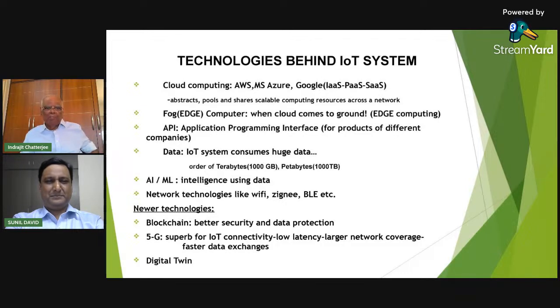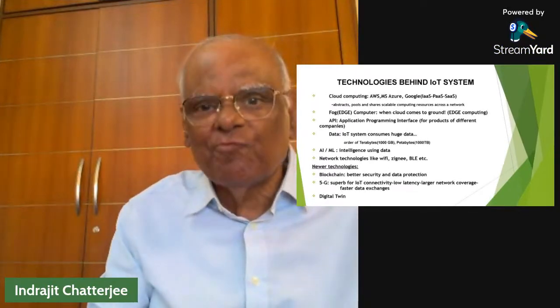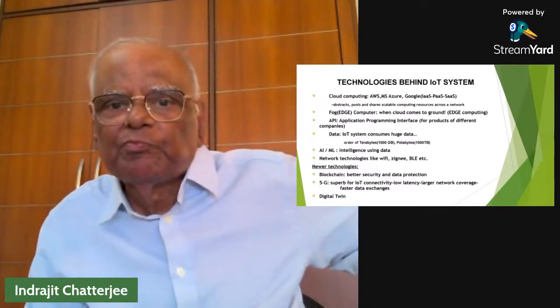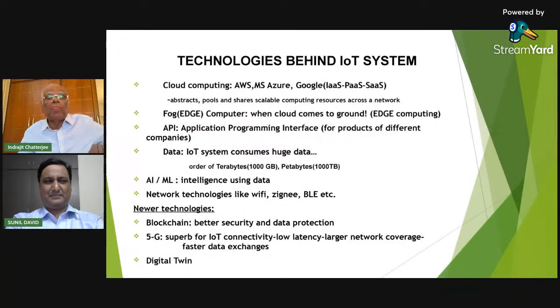Cloud computing, we all know Amazon Web Services, Microsoft Azure, and Google, which have IaaS, PaaS, and SaaS, all those things. So platform as a service, software as a service, all these are the technologies that will be used by IoT people to implement things the right way and communicate with each other. After cloud computing, there is another word I have put here: edge computing. Because the cloud is in the sky, when it comes down to earth, it becomes fog computing.